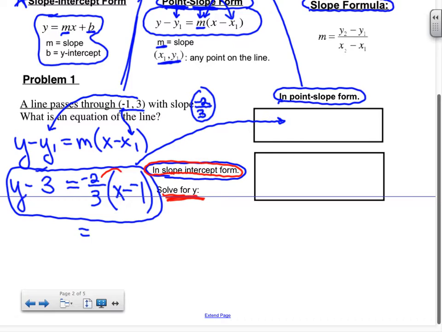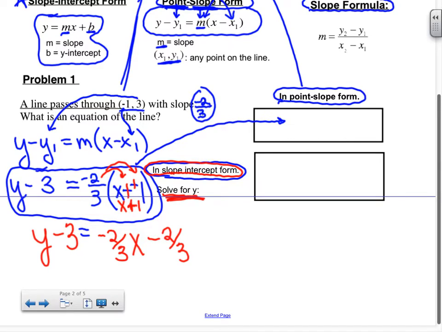So here I would run this through, distribute it through. So you get negative 2/3 x, and you'll get, now remember, minus -1 makes positive 1. So this is really just x plus 1. Okay. Negative 2/3 times x is negative 2/3 x. Negative 2/3 times 1 is negative 2/3. And over here you have y minus 3. All right.